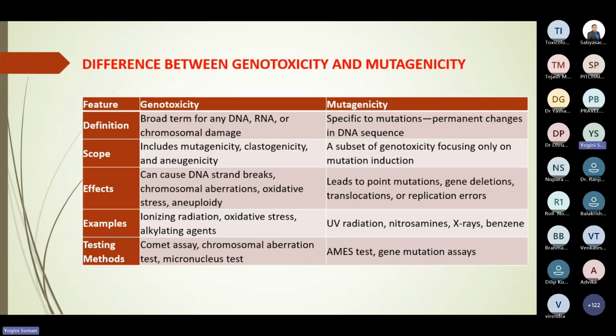For genotoxicity assessment, the testing methods are the comet assay, chromosomal aberration, or micronucleus test. And for mutation, to detect point mutations, basically, you can conduct the bacterial reverse mutation assay or a cell gene mutation test.